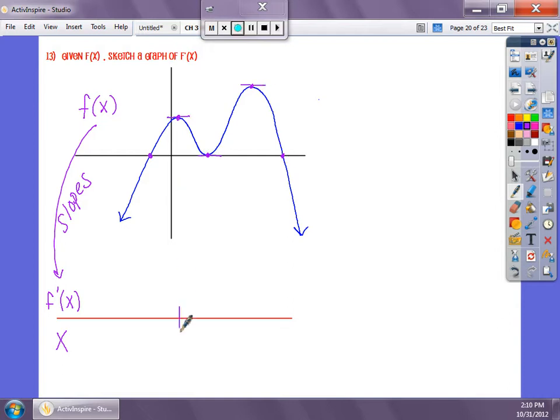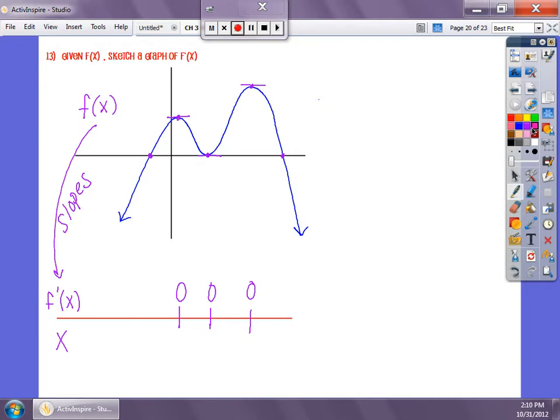I'm going to come down, line it up. It won't be perfect, that's okay, because I didn't scale the graph. That's where the slopes are all 0. There are no undefined slopes. What would an undefined slope look like? Discontinuity, corner, cusp, or vertical tangent.